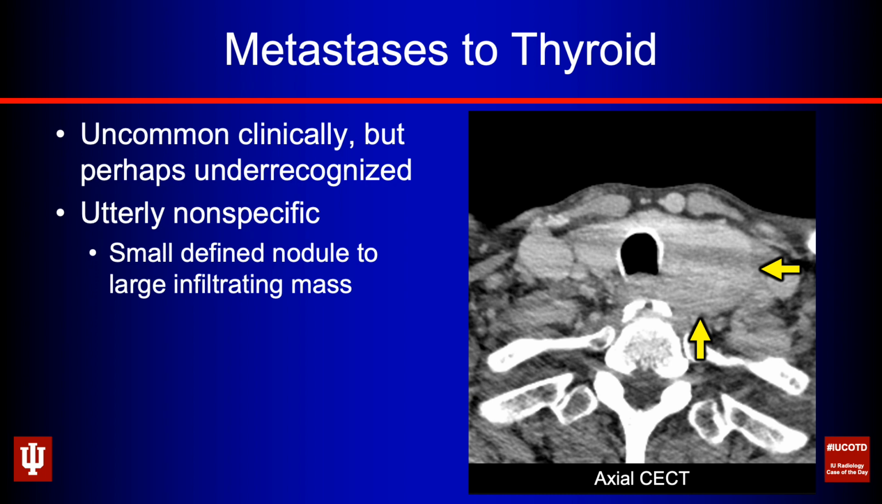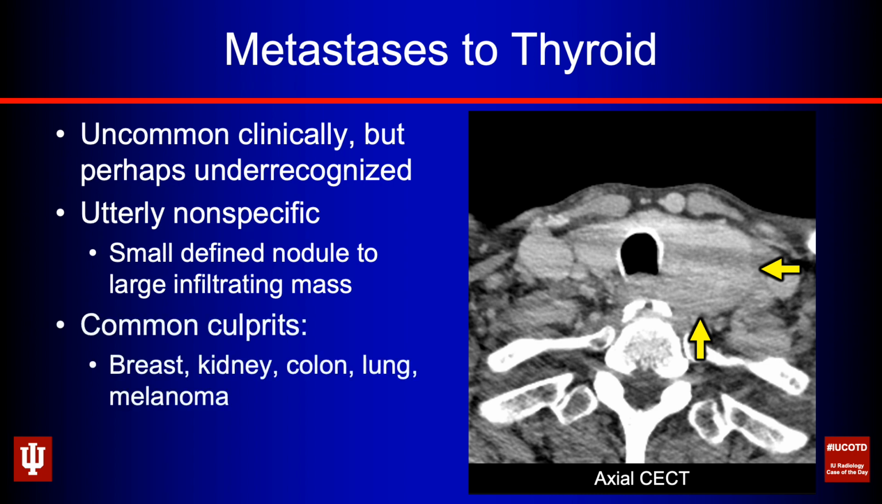And it really runs a gamut. These can be small defined nodules to a large infiltrating mass like this. The common culprits are simply the common culprits. The ones that are more prone to be seen, and to be seen with advanced disease, such as breast, kidney, colon, lung, melanoma, the usual suspects here.